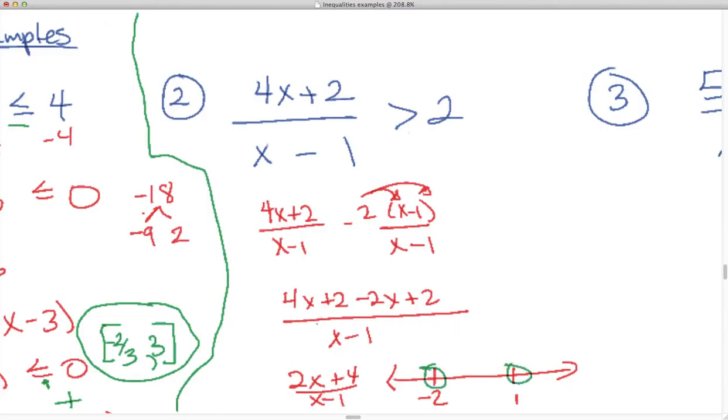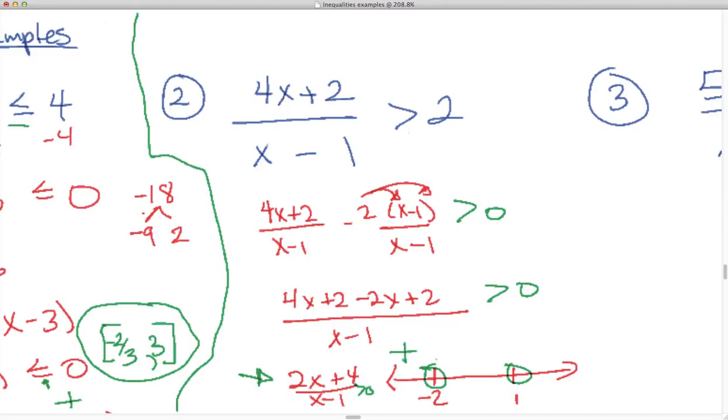And then if I test to the left, plugging in negative 3 in this simplified version, the one that's actually greater than 0 now. I forgot to write that down. So here we have a negative 3, so negative 6 plus 4 is a negative number over negative 3 minus 1 is also negative. Two negatives make you a positive.